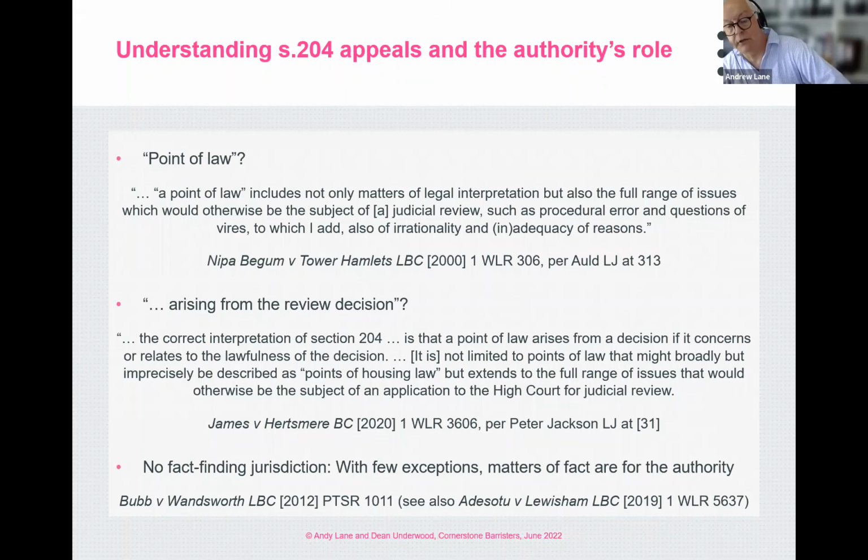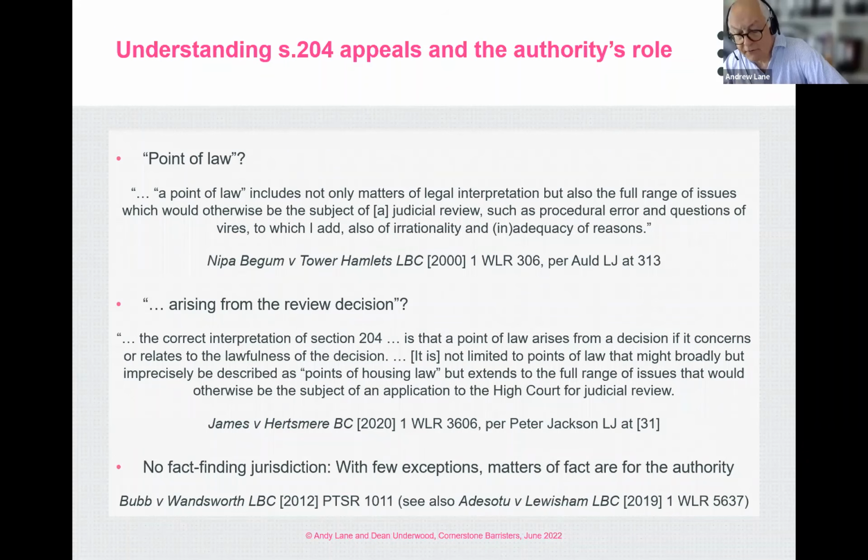exposition of what's there. We'll see as at the bottom of the page, for example, in a case that Dean was involved in, which is Adesotu and Lewisham, an example of where, in fact, there was no point of law arising from a review decision because there was an attempt to challenge it on discrimination grounds. And because of the wording of the Equality Act, and Dean will know this much better than I, but because of the wording of the Equality Act, and in particular Part 9 of the Act and the enforcement criteria of sections 113 and 114, it couldn't be dealt with through the section 204 appeal.